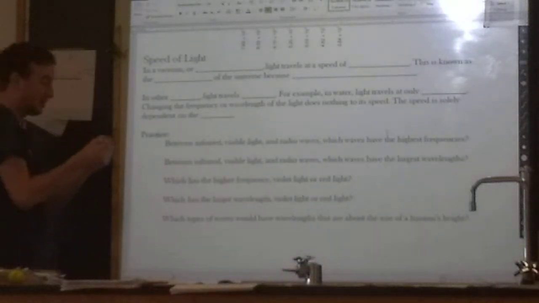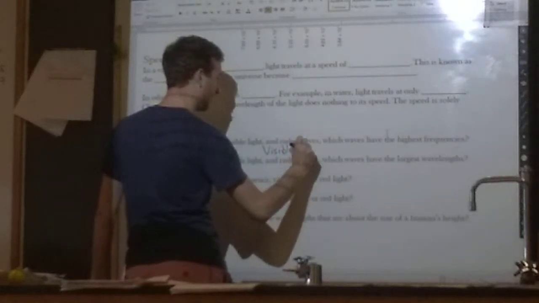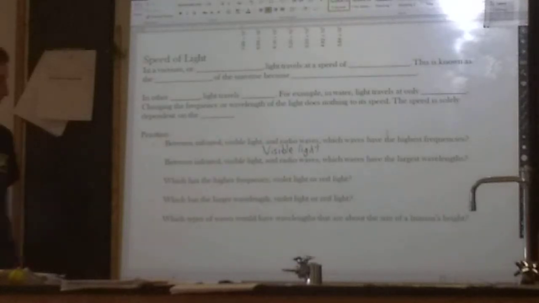Okay? That could be a Regents question. Something as simple as that. You need to be able to read, remember where that chart is, and then read it. So visible light has the highest frequency.